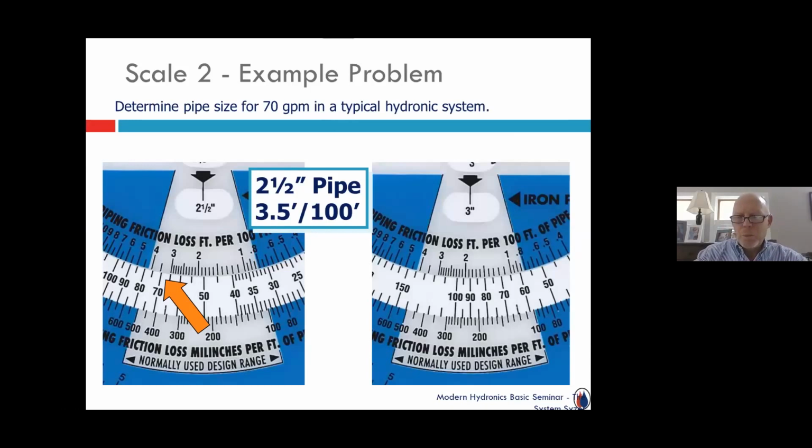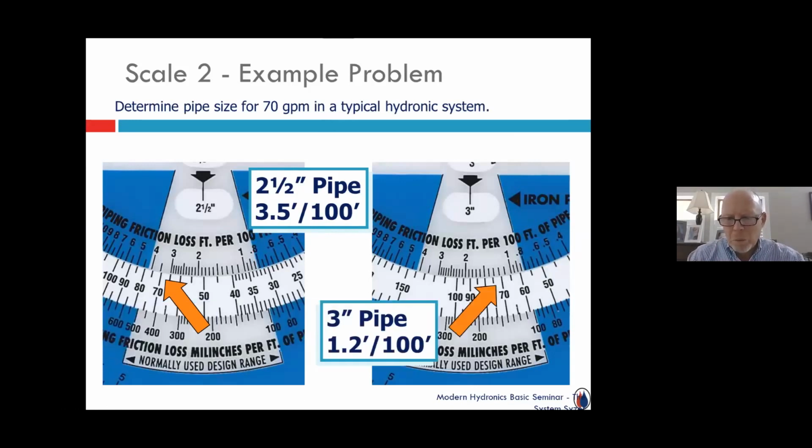If I continue moving that band and I continue to manipulate in that 70, you'll see that it also still stays within this triangle here. And I come across the next size pipe, which would be 3 inch. And obviously with the 3 inch, because it's a larger diameter, moving the same flow rate, I am going to have lower pressure drop, lower frictional resistance, 1.2 for every 100 feet instead of 3.5.